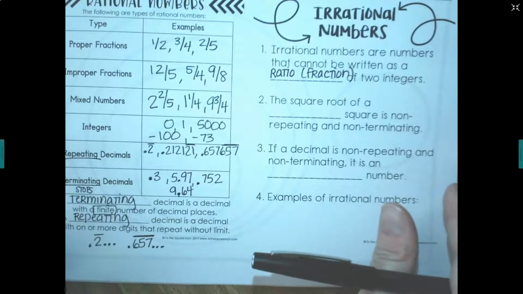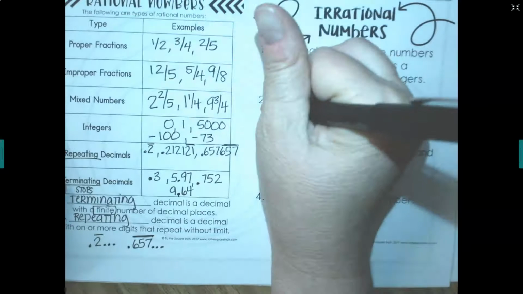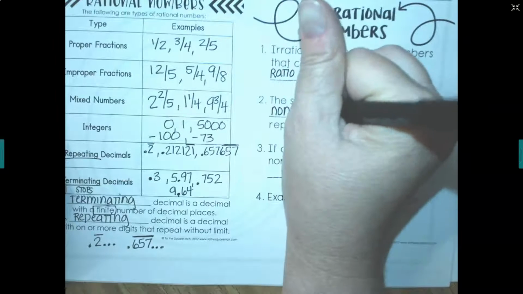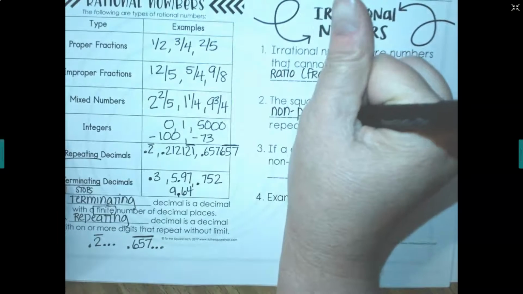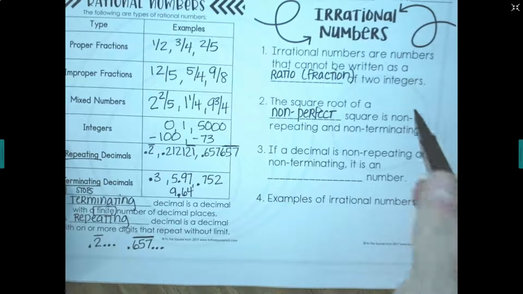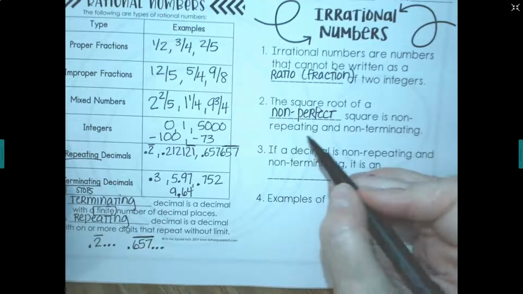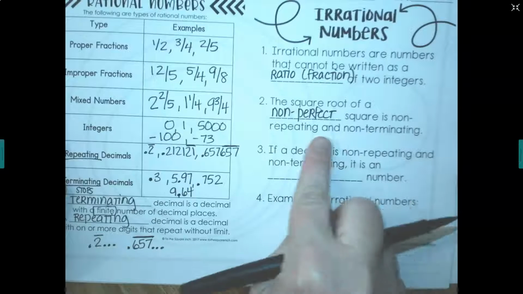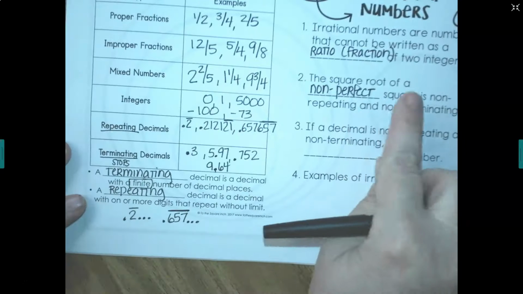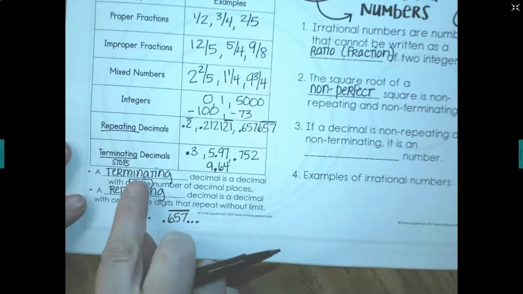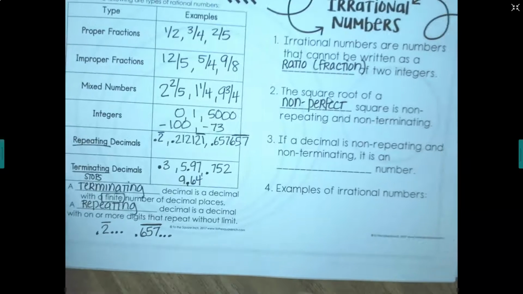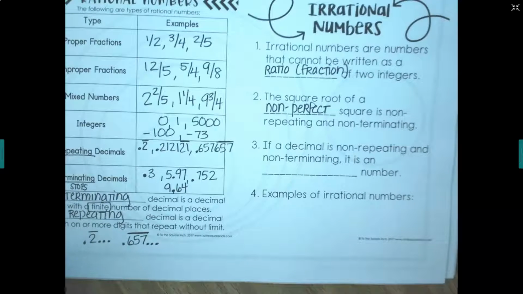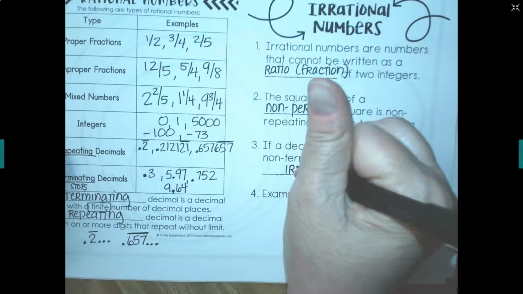So if we were to take the square root of a non-perfect square, we would end up with a non-repeating and non-terminating decimal. So that would be irrational. See how we're saying non-repeating, non-terminating is irrational, while repeating and terminating is rational. Those are important to remember. And if a decimal is non-repeating and non-terminating, it's called irrational.